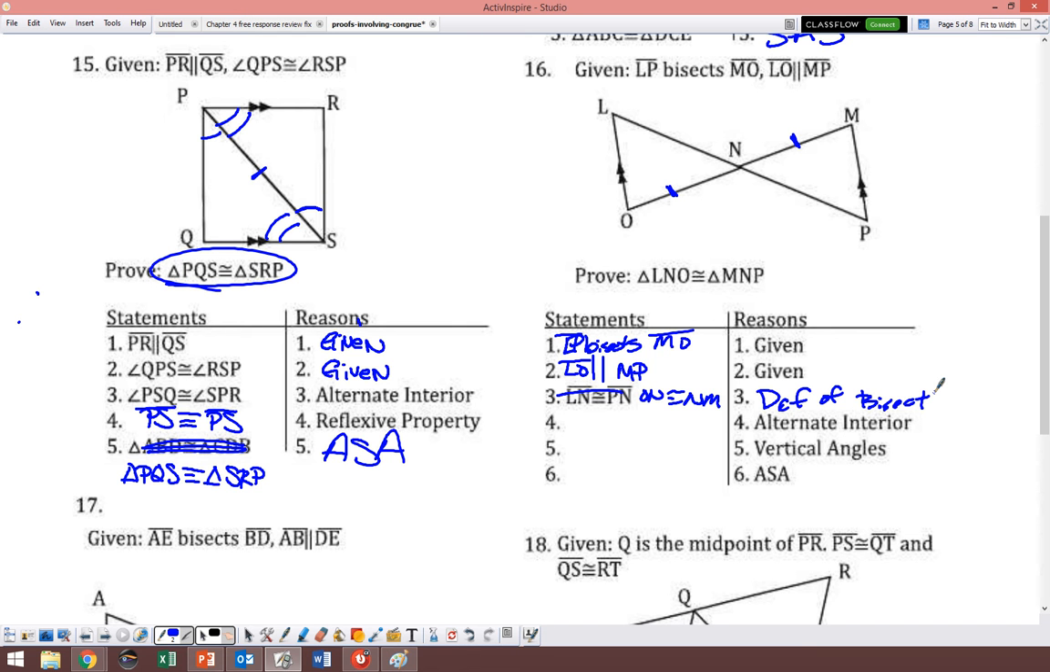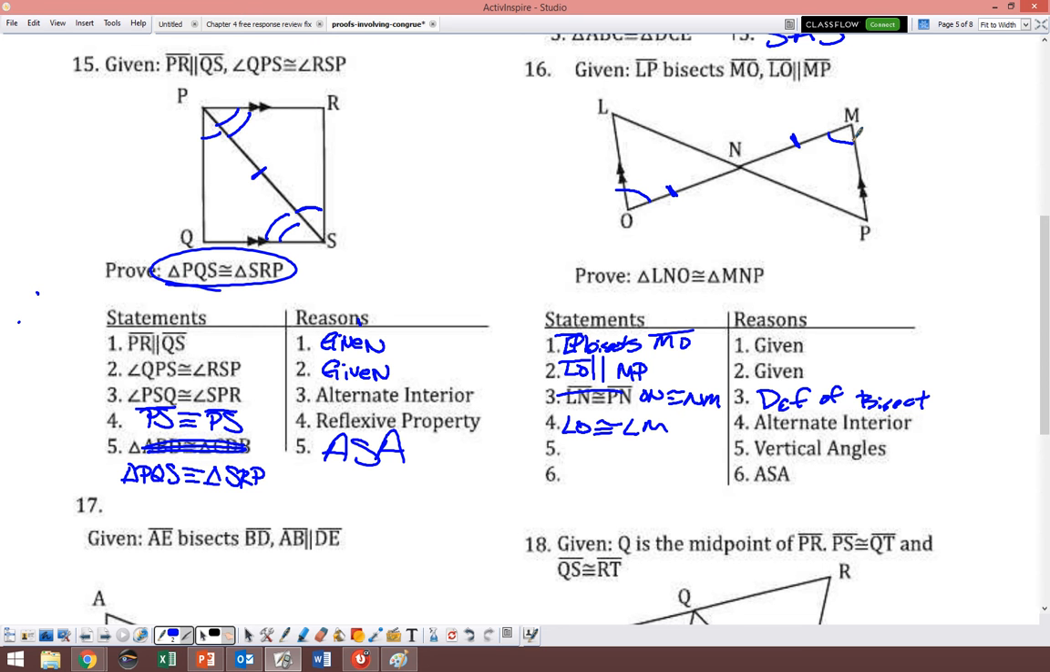Now, what are we going to have because of that? Angle L would be congruent to angle P, right? Could I also use O? Yeah, because they're parallel, right? So angle O, I could use this one too. Angle O is congruent to angle M. Very good. So I'm going to use this one here. So angle O congruent to angle M right here.